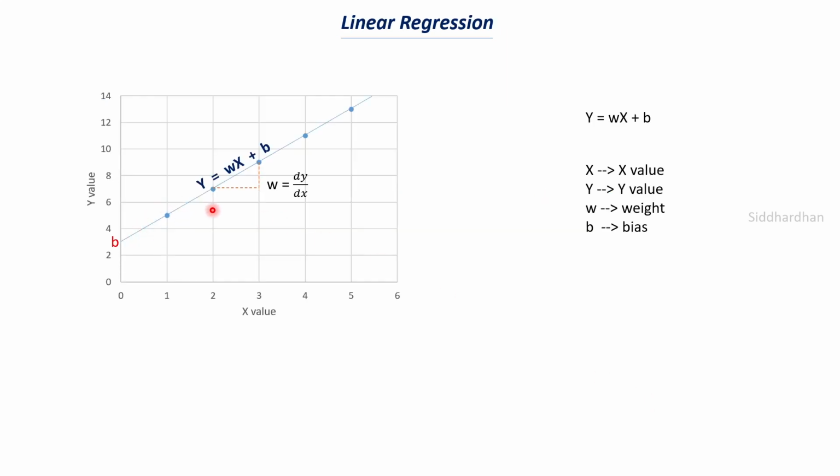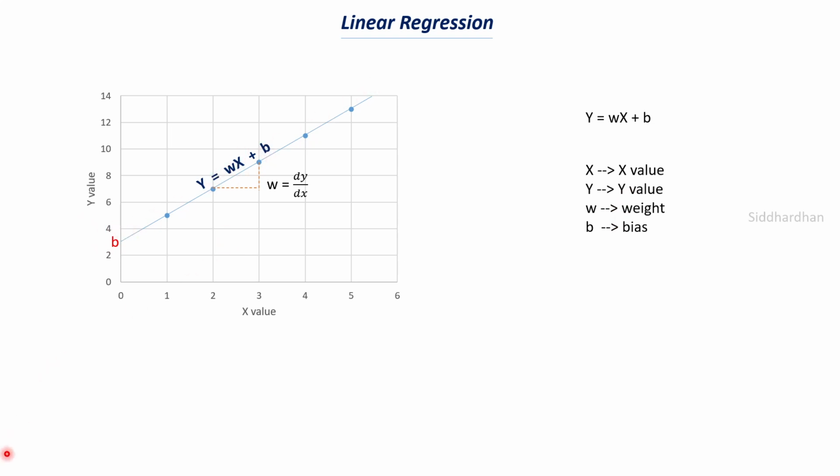So we know that the equation of a line is y = mx + c, and as you know, I have replaced the slope value, the m value, with w, and the intercept value with bias b. So x represents the x value, y represents the y value, w represents weight, and b represents bias. So this will be a particular line. For this particular line, you will have a particular value for w and b.